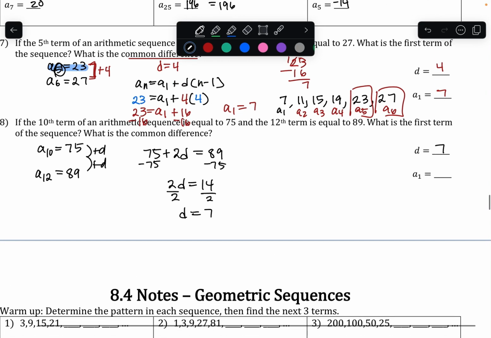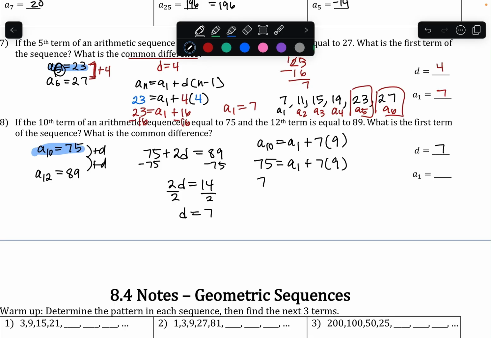Okay, and so now we can use either term to find the first term. So for A sub 10, we know we've taken the first term and added that 7 9 more times. Okay, and we know that A10 is 75. And so 75 equals the first term plus 63. And so if we subtract 63 from both sides, we get 12 for our A1.